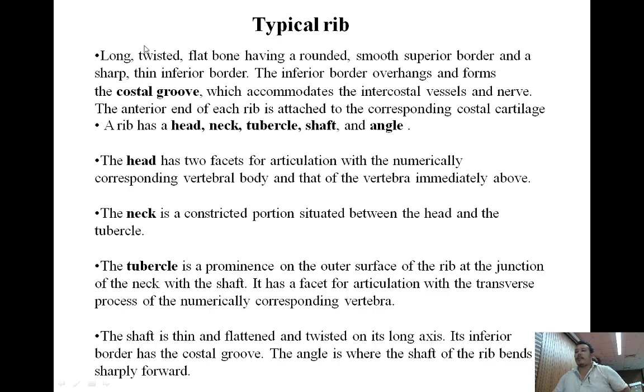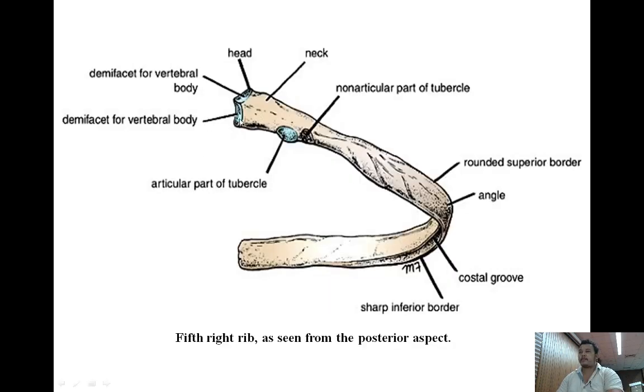Okay, so what are the characteristics of a typical rib? It is a long, twisted, flat bone having a rounded upper superior border and a sharp, thin inferior border. I'll show you this in the video. Then the inferior border overhangs and forms the costal groove. So this costal groove is something I'll not go into theoretically. I'll teach you this on the rib itself. Remember it has different parts: head, neck, tubercle, shaft, and angle. We'll go into this one by one. So these are the parts.